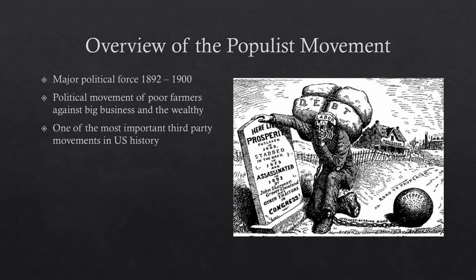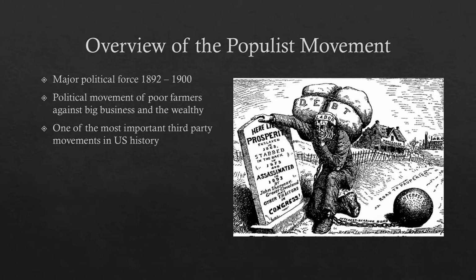The main force of the Populist Movement came from poor farmers who were angry about the economic situation that they found themselves in, and they organized against the vested interests of the Northeast, especially big business and wealthy people. And one thing that's interesting about the Populist Movement is that it's one of the biggest third-party movements in U.S. history, and it goes on to sort of set the model for other third-party movements that we'll see rise up later in the 20th century.